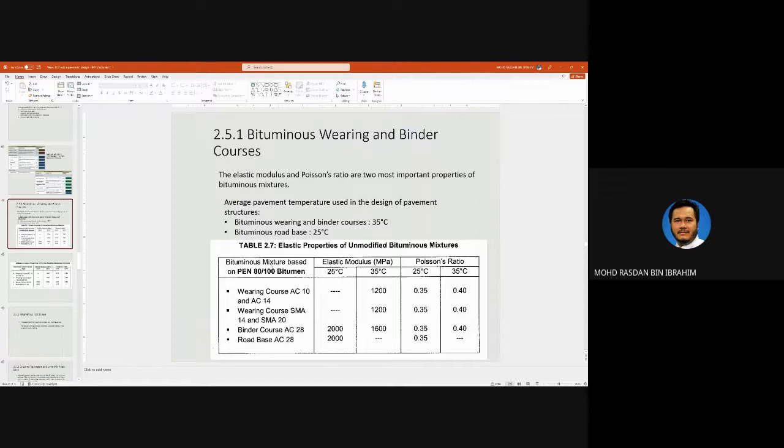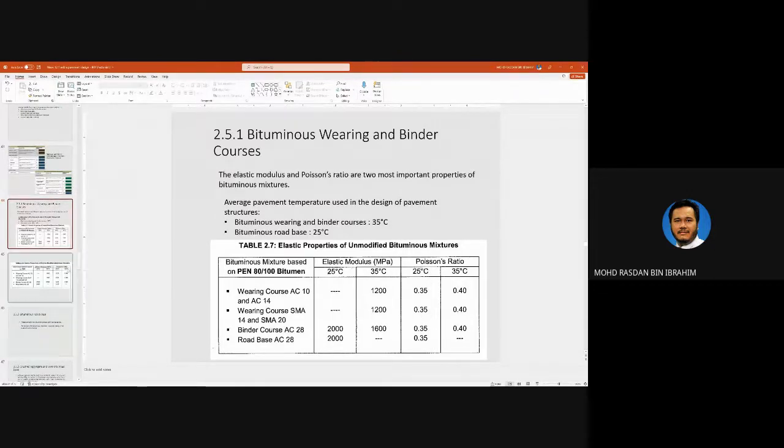In this manual, they are still using 80/100 bitumen, whereas currently we have changed to 60/70 bitumen. I'm not sure when they are going to change the elastic properties from 80/100 to 60/70. So this is the elastic properties of unmodified bituminous mixtures. The typical values for AC10, for AC14, this is for SMA, and this is for the road base. So you know the elastic modulus and the Poisson ratio.